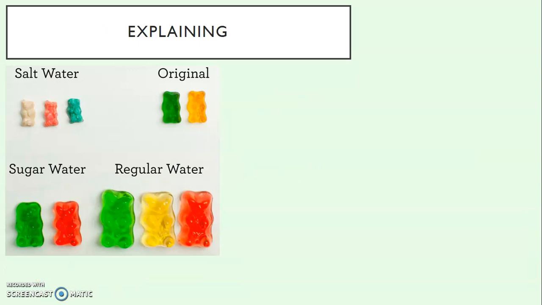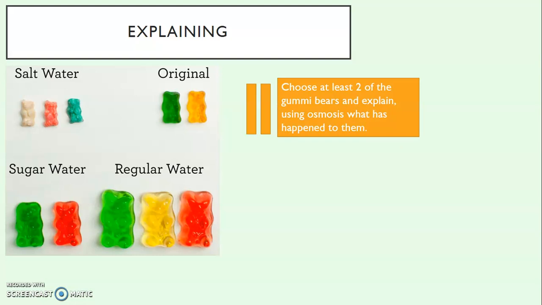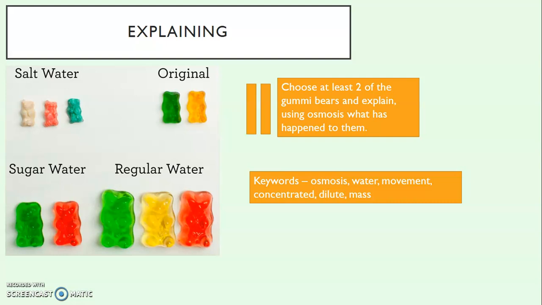So what I'd like you guys to do is do a little bit of an explanation. So I'd like you to pause the video again, and then whilst you've got it paused, I would like you to choose 2 of the gummy bear images from salt water, sugar water, regular water, and explain using osmosis what has happened to them. Some keywords that I'd like to see, and please make sure that you underline these as you go through: osmosis, water, movement, concentrated, dilute, and mass. So make sure you are putting these keywords in. So you're choosing 2 of the gummy bears and explaining what is happening using the idea of osmosis.